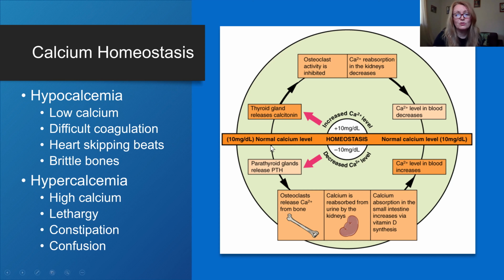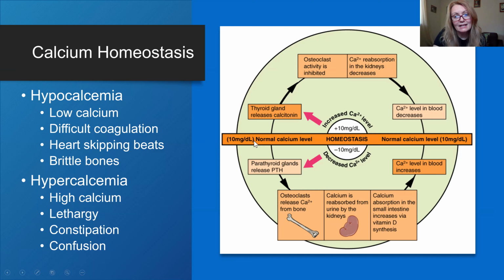So your normal calcium level in your blood is about 10 milligrams per deciliter. And 1 deciliter is 100 milliliters. So it's kind of like a glass like this, that would be 100 milliliters. So you need 10 milligrams.